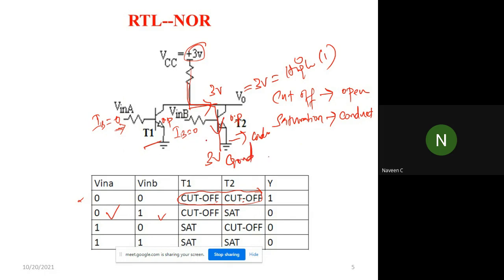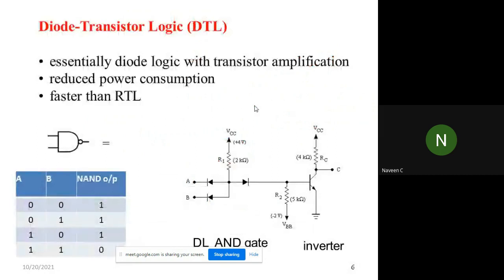Similarly, if this is not conducting also, this will get grounded. So all the conditions apart from the first condition, you will get the output as 0. So next is a combination of whatever we have seen in the last 2 examples.